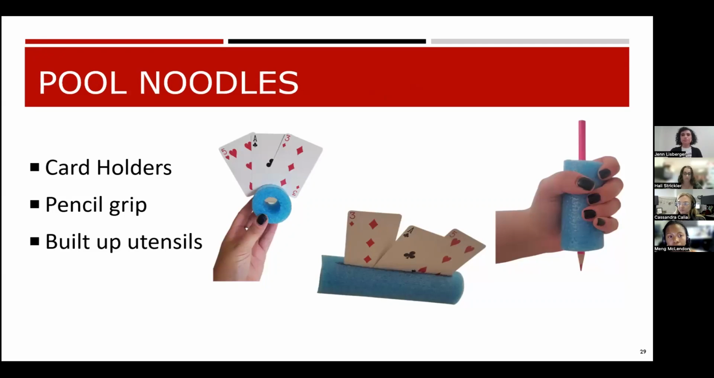I love a pool noodle. So much you can do with a pool noodle. Just a few options here, but in the summer when they come out at the dollar store, you'll see one of us with our arms full of them. There's so much you can do with them. These are for holding cards, or you can make a pencil grip. And again, one long pool noodle is like $1.25, and you can cut it up and use it for so many different things. You can build up a utensil when you're eating, things like that. There's really so much that you can do. And you can pick a fun color for different activities.